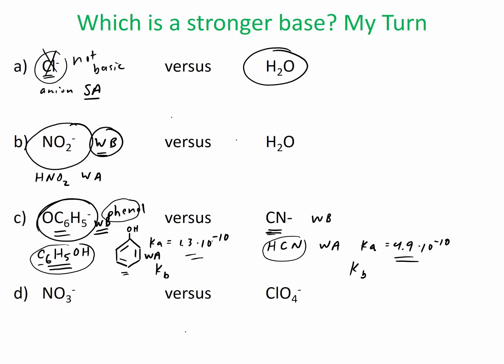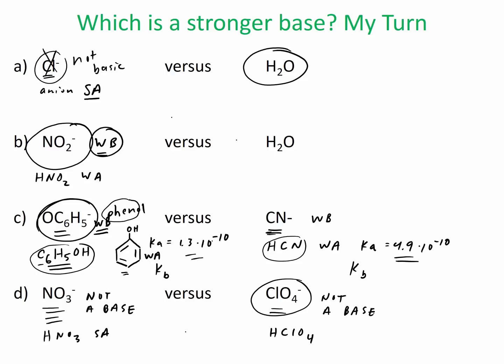So now we'll go on to the last one. We have this and this. Which one's a stronger base? Well, this is kind of a test. You could pull up your Appendix D and you're not going to find this. You know why? HNO3 is a strong acid, so this is not a base. Same thing with this one. This is a strong acid, perchloric acid, and this is its conjugate, which is nothing. It's not a base. So watch out for those.